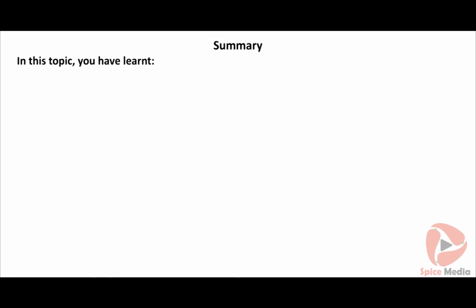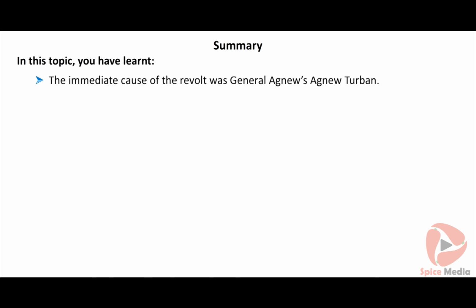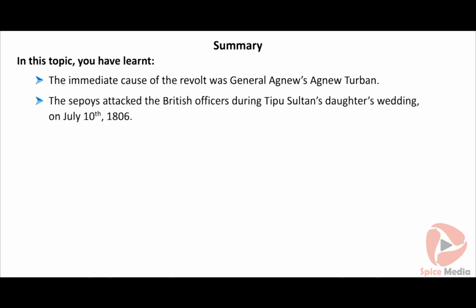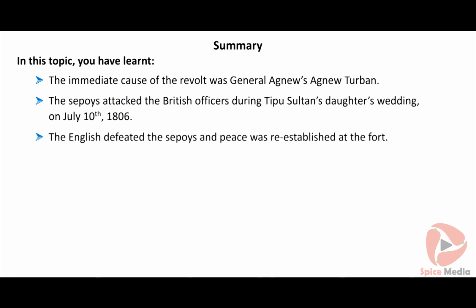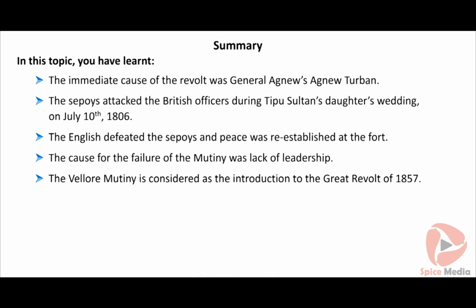In this topic you have learnt the immediate cause of the revolt was General Agnew's turban. The sepoys attacked the British officers during Tipu Sultan's daughter's wedding on July 10, 1806. The English defeated the sepoys and peace was re-established at the fort. The cause for the failure of the mutiny was lack of leadership. The Vellore Mutiny is considered as an introduction to the Great Revolt of 1857.